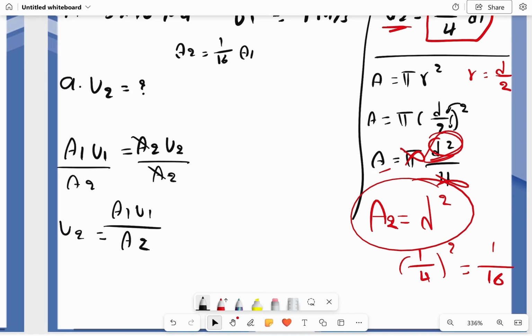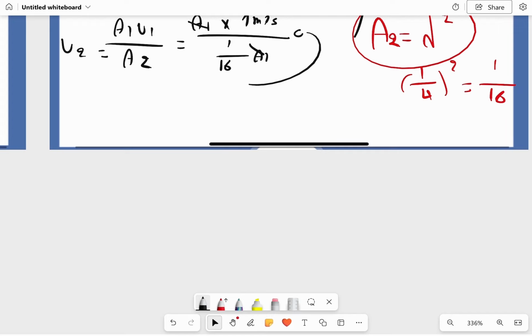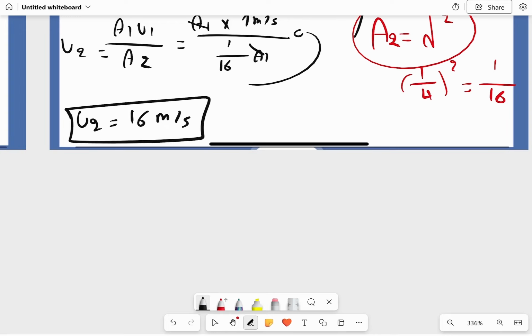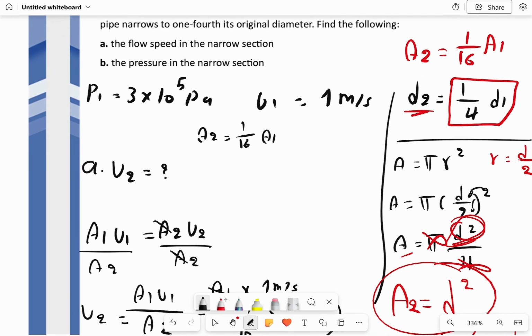Now let's plug in the values that we have. V1 is equal to 1 meter per second. Then A2 is equal to 1 over 16 A1. You see A1 cancels. Then multiply and take the 16 up. So you have V2, which is equal to 16 meters per second. This is the second velocity, V2, or the flow speed in the narrow section.